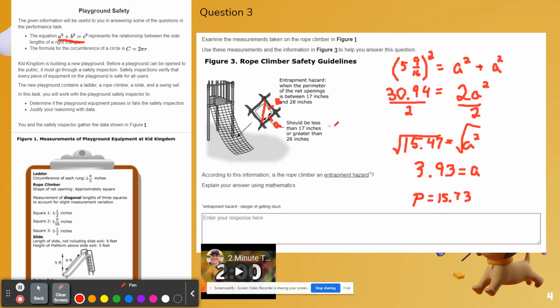Now it said should be less than 17. Is 15.73 less than 17? Yes. So it says, according to the information, is the rope climber an entrapment hazard? No, it is not.